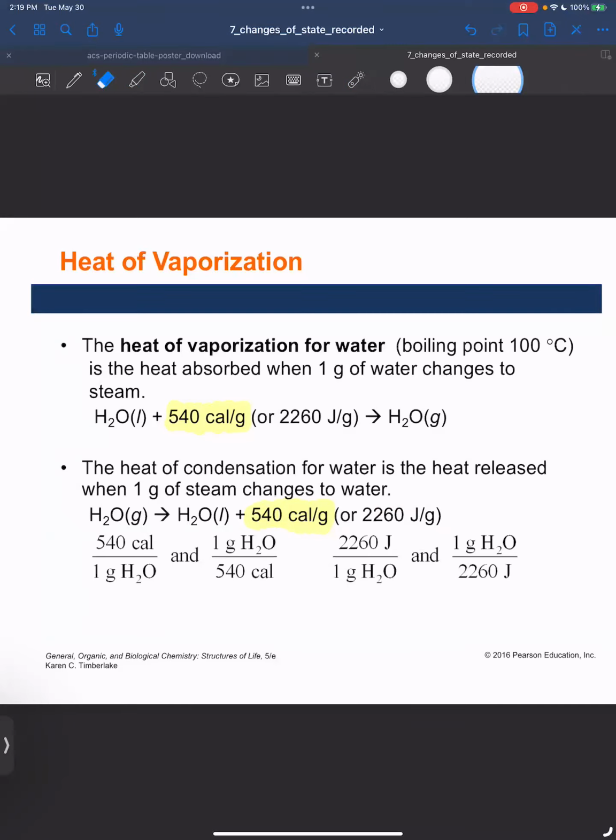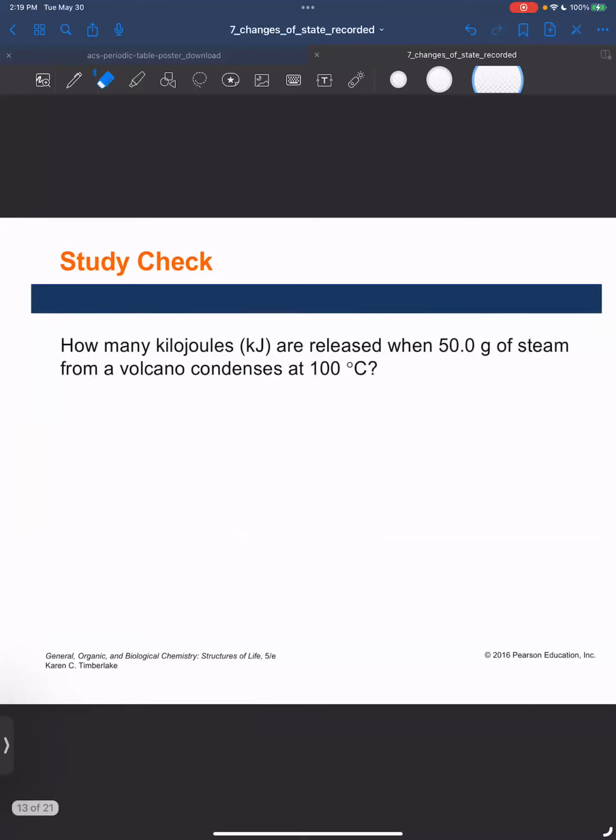All right. Go ahead and pause this video. Try this study check on your own and then come back and check your work with me. All right, so how many kilojoules are released when 50 grams of steam from a volcano condenses at 100 degrees Celsius? So let's go ahead and write our given.